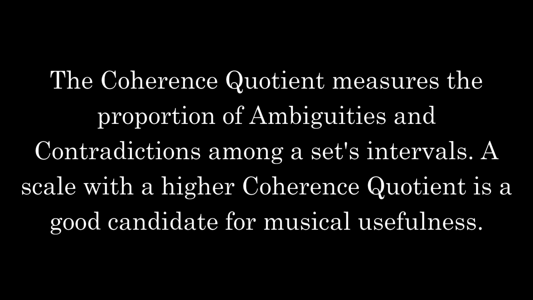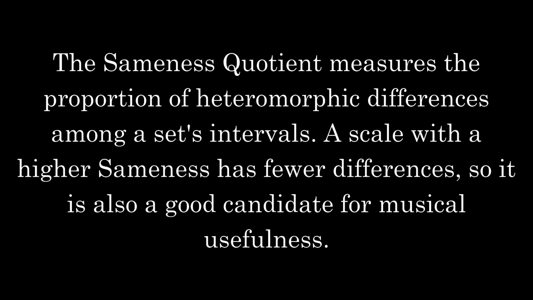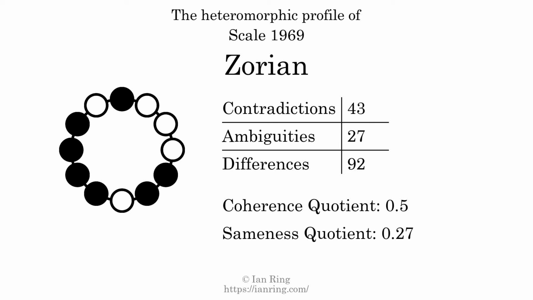The coherence quotient measures the proportion of ambiguities and contradictions among a set's intervals. A scale with a higher coherence quotient is a good candidate for musical usefulness. The coherence quotient is 0.5. The sameness quotient measures the proportion of heteromorphic differences among a set's intervals. A scale with a higher sameness has fewer differences, so it is also a good candidate for musical usefulness. The sameness quotient is 0.27.